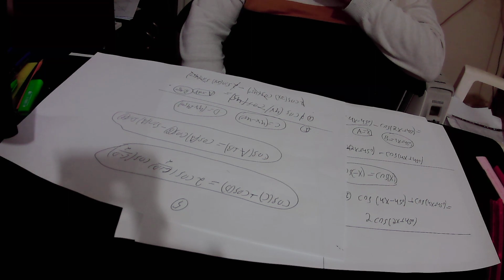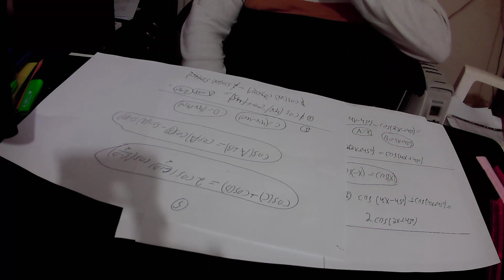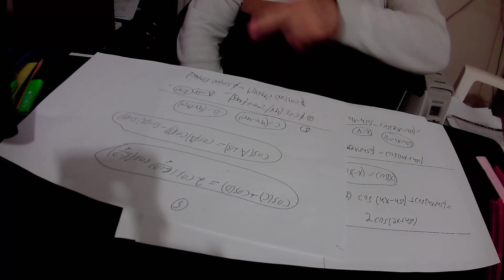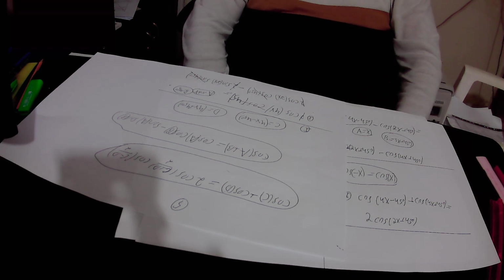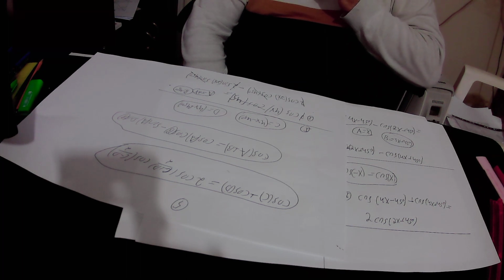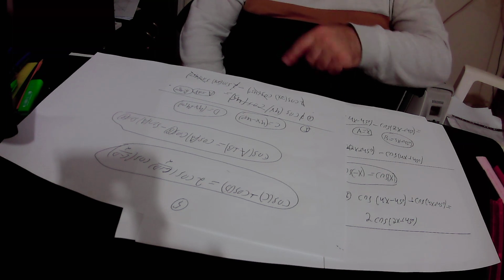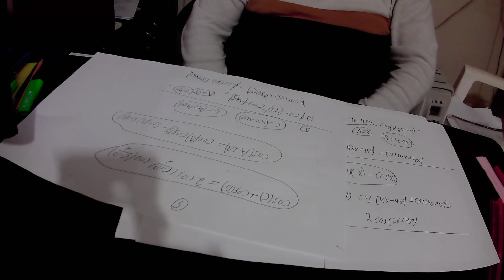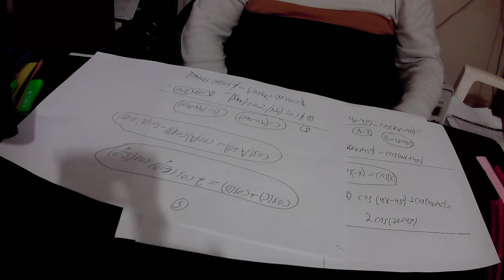Then we have the 2 cosine 2x plus 45 degrees. So it is similar to the trigonometric identity that cosine a plus b equals to cosine a cosine b minus sine a sine b. Here a equals to 2x and b equals to 45 degrees. So it is 2 cosine a cosine b, that is to say it is 2 cosine 2x cosine 45 degrees.